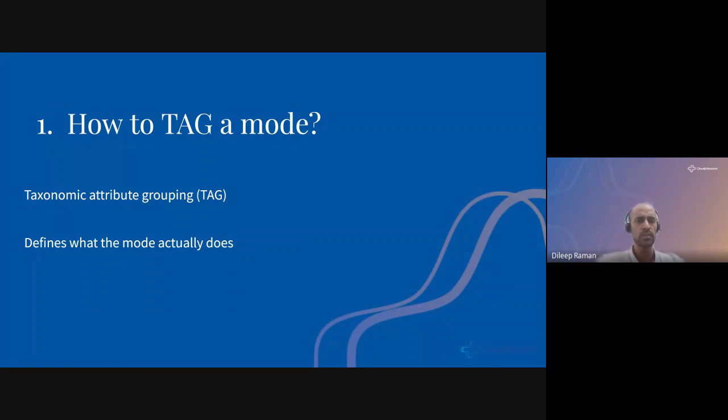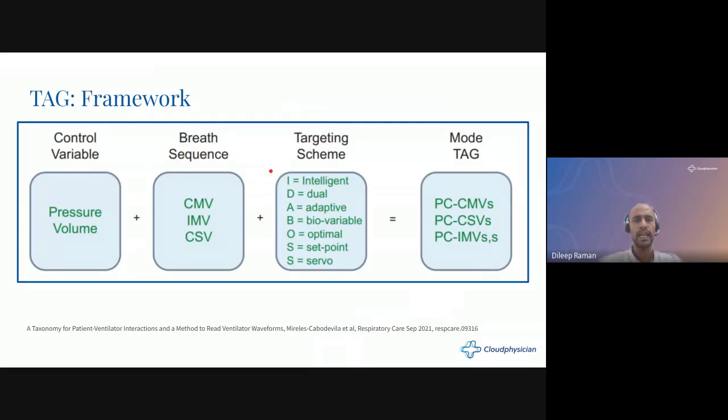How we tag the mode, we've done before. The tagging is based on these three broad blocks. You figure out if it is pressure control or volume control. Then you figure out if it is CMV, IMV, or CSV. And then you add the targeting scheme. There are only 7 targeting schemes. 3 or 4 of them are very common, and all of you should become well versed in these common schemes. But practice makes perfect, and that's what we've been doing in the last few vent round sessions. We discussed the dual mode of targeting and the adaptive mode of targeting in the targeting schemes previously.